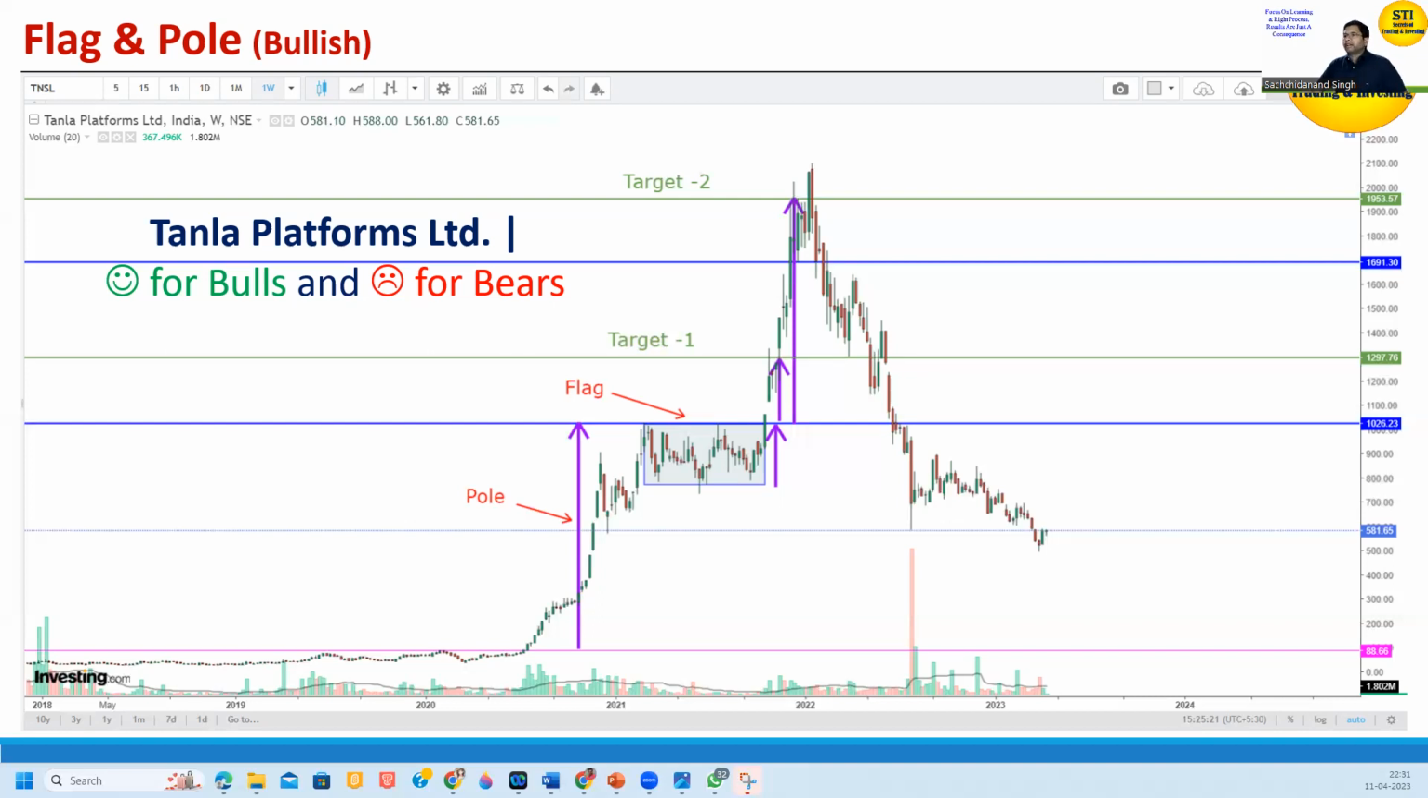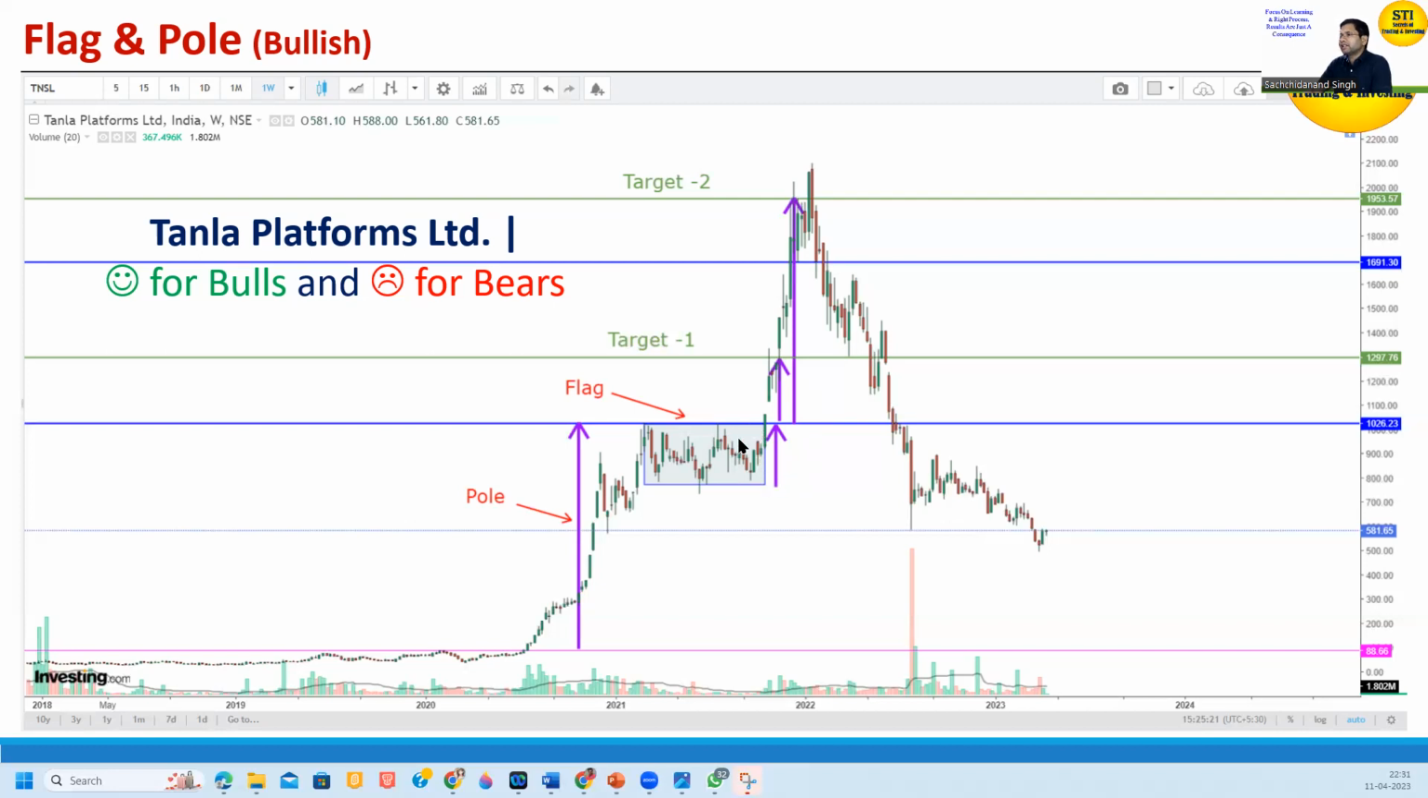Great. You're welcome. So in the flag and pole, there are two methods through which we can use the target. The first one is that the height is equivalent to the flag. If you keep the similar height from the price point, that means this is the small arrow.